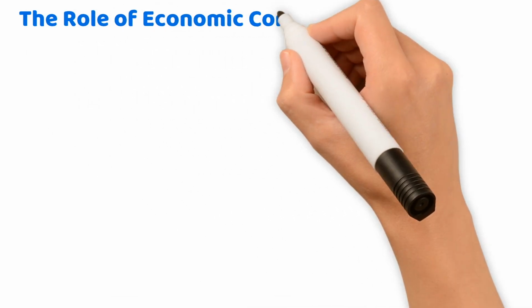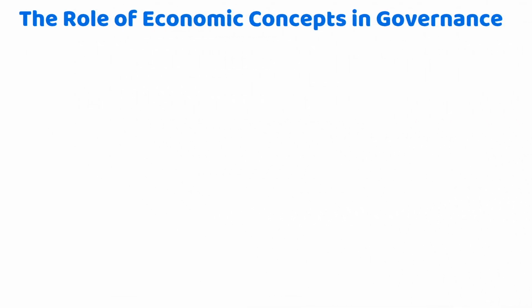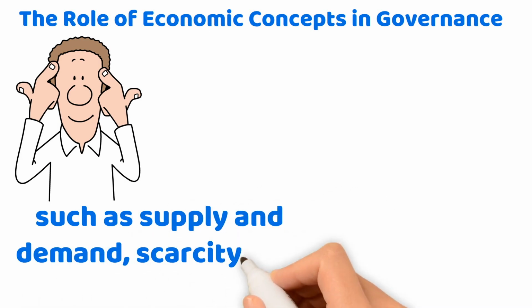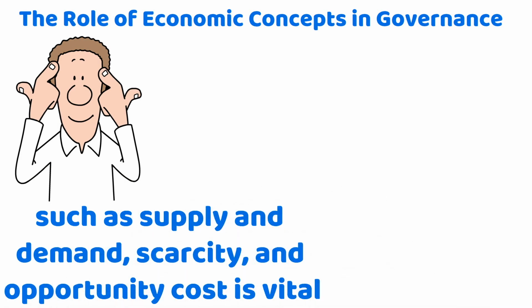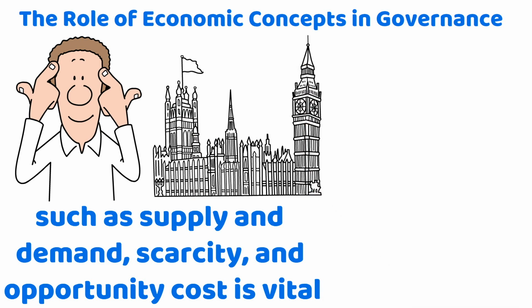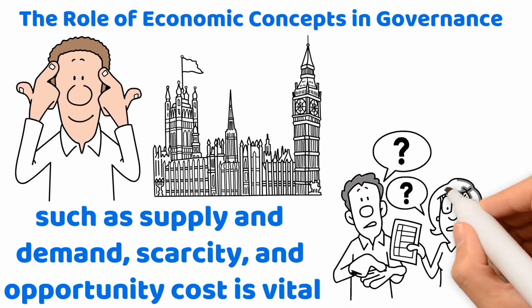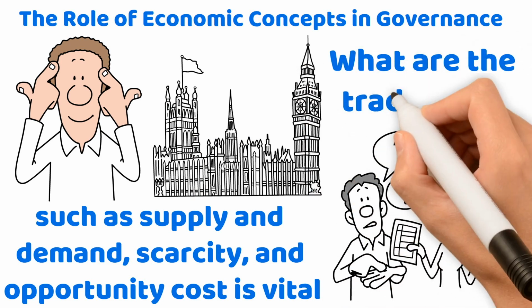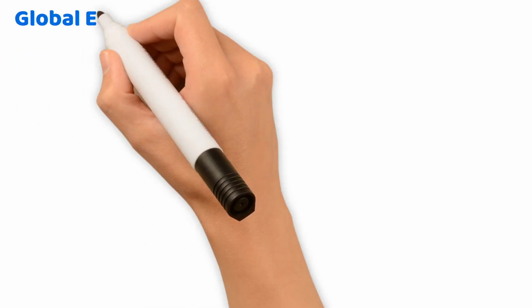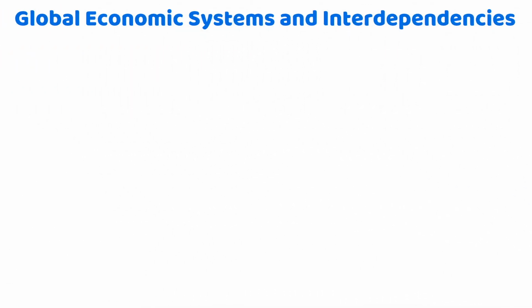The role of economic concepts in governance. Understanding basic economic concepts such as supply and demand, scarcity, and opportunity cost is vital. These principles help us analyze government policies and their effectiveness. For instance, how does a government decide to allocate its limited resources? What are the trade-offs? These decisions are at the heart of economic policymaking.